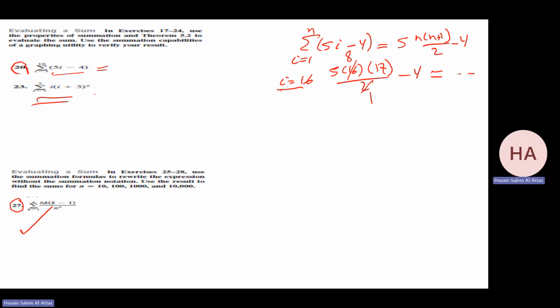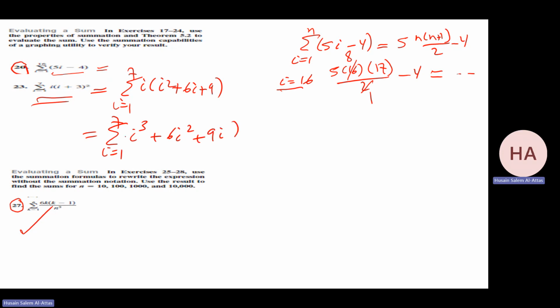And this one, first you need to simplify it. That will be i squared plus 6i plus 9, which is summation i equal 1 to 7 of i cubed plus 6i squared plus 9i. I'm doing it for n. First, let me do it for n. I think you can complete it. Yeah, I think I will stop here.